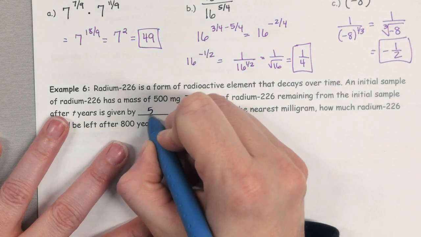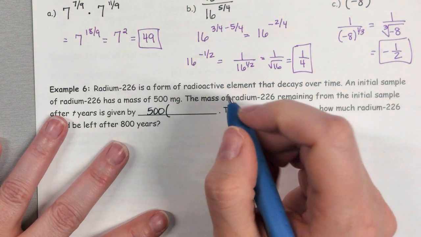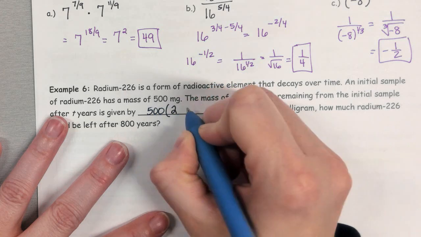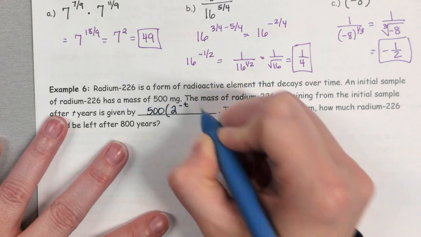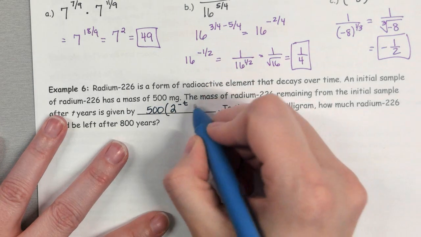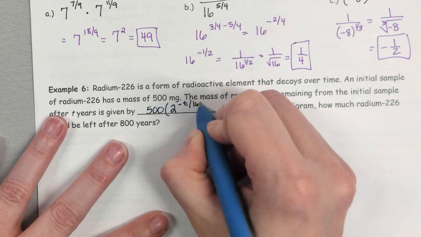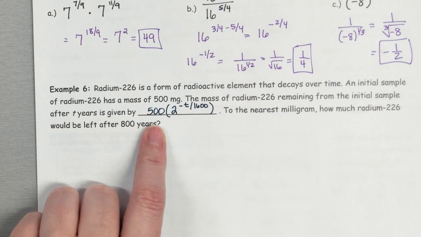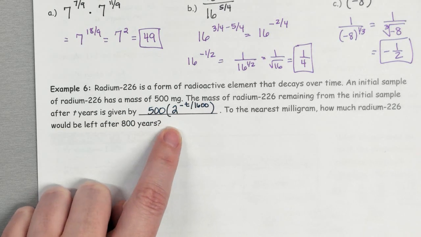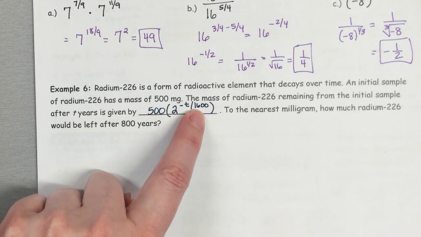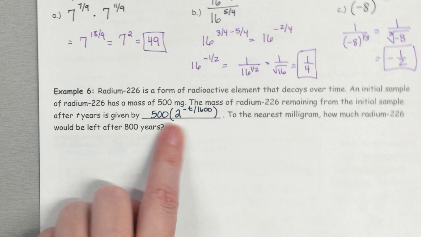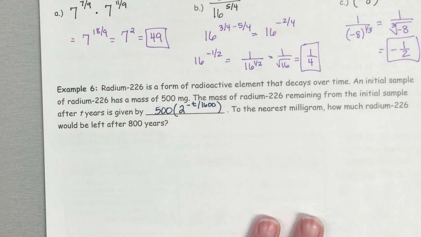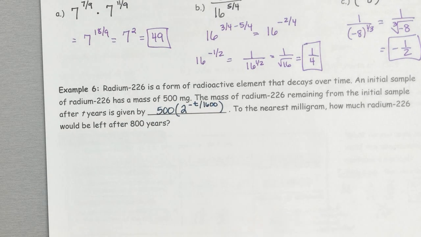It's 500 times 2 to the power of negative T over 1600. So it's given by 500 times 2 to the negative T over 1600. So this equation is given to us in the problem. To the nearest milligram, how much radium-226 would be left over after 800 years?